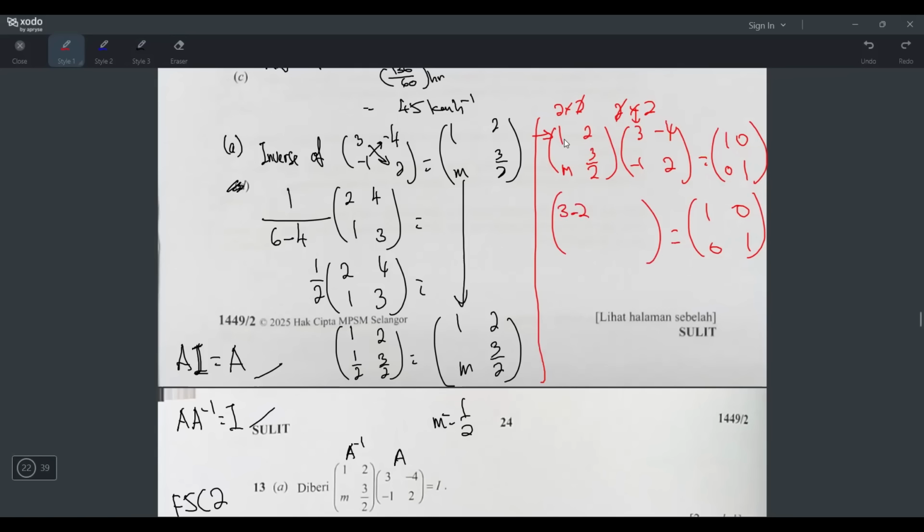Okay, and then you realize there's a second column here, so I have to repeat the same process, but still taking the same row, but with the second column this time. 1 times -4 is -4, 2 times 2 is 4, and you write it at the second column here lah. Still the first row, second column.